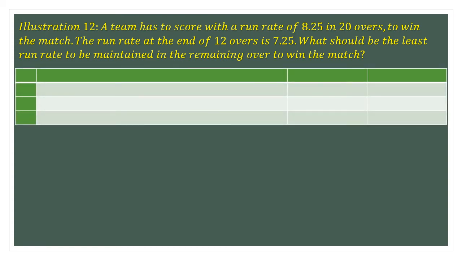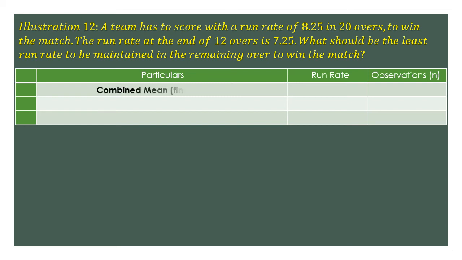Let us understand the question properly first, but particulars, mean and the observations, that is n. A team has to score with a run rate of 8.25 in 20 overs. Now 20 overs basically means that this is a T20 match and the total number of overs here are 20, and a team needs 8.25 run rate in 20 overs.